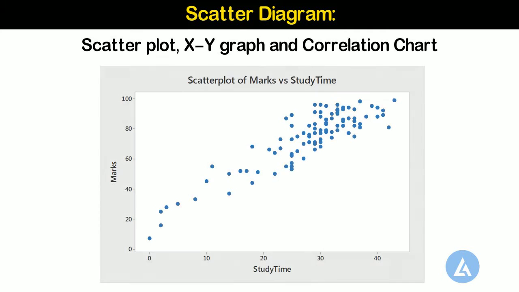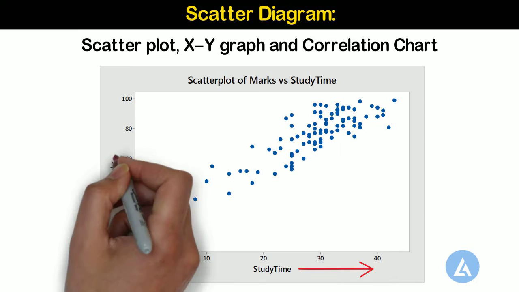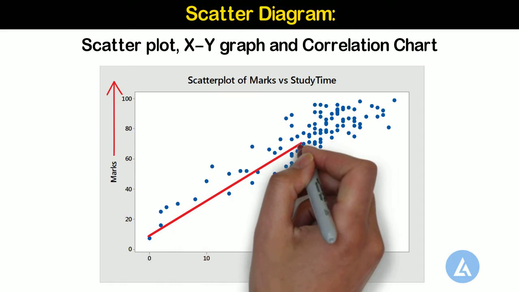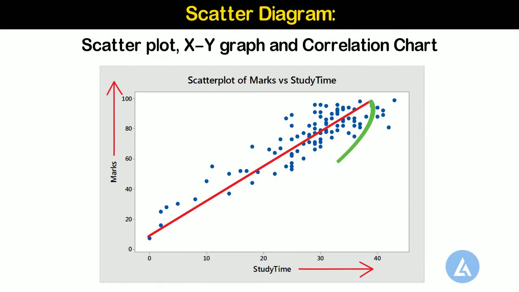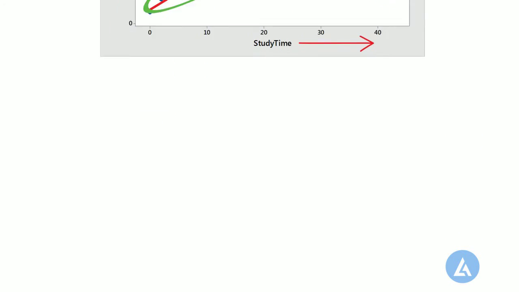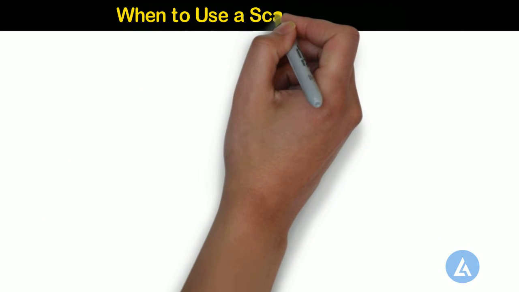The scatter diagram graphs pairs of numerical data, with one variable on each axis to look for a relationship between them. If the variables are correlated, the points will fall along a line or curve. The better the correlation, the tighter the points will hug the line. When to use a scatter diagram?